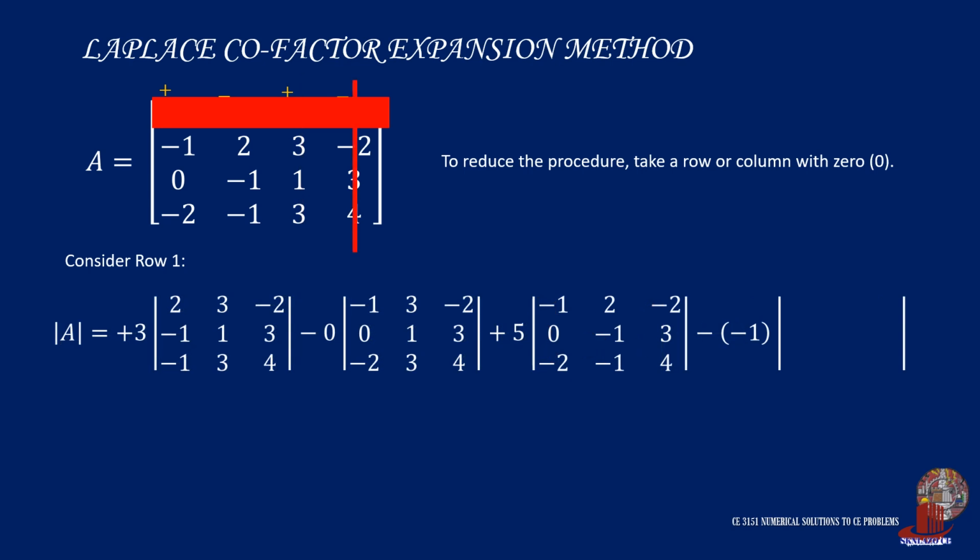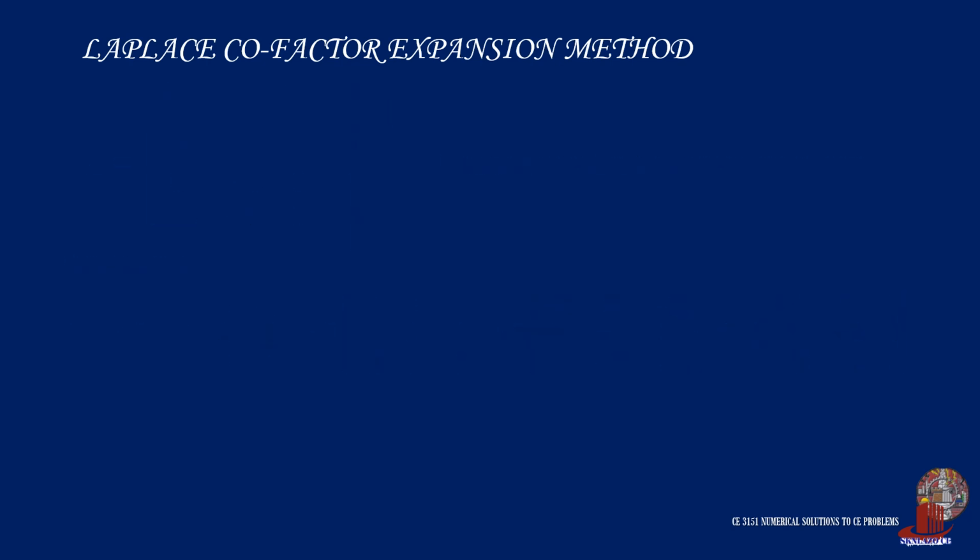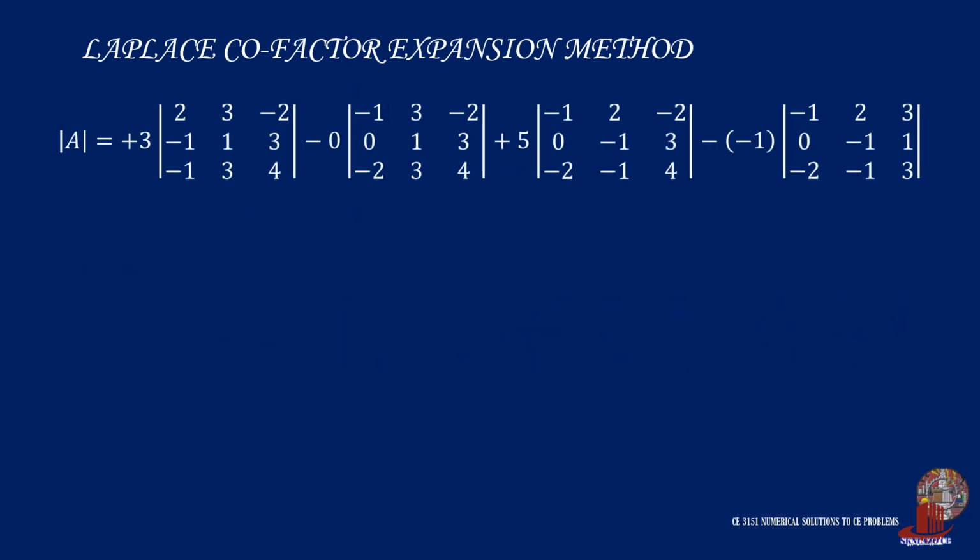The minors for the fourth term are found by covering the fourth column. These are negative 1, 2, 3, 0, negative 1, 1, negative 2, negative 1, and 3. Having completed the reduced determinants in their 3 by 3 form, we use Sarrus's rule for the first term.